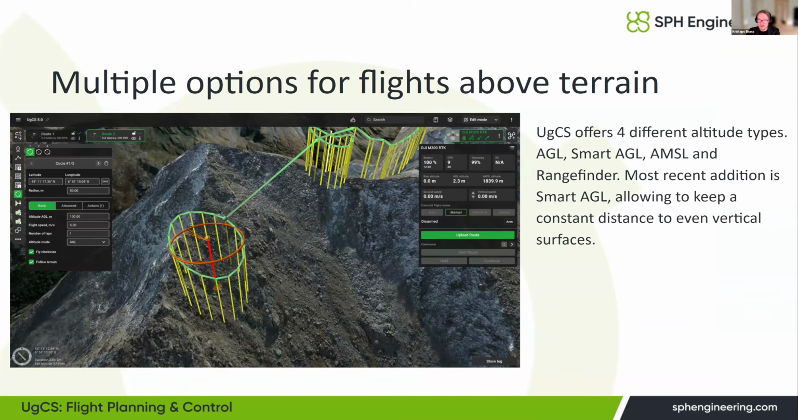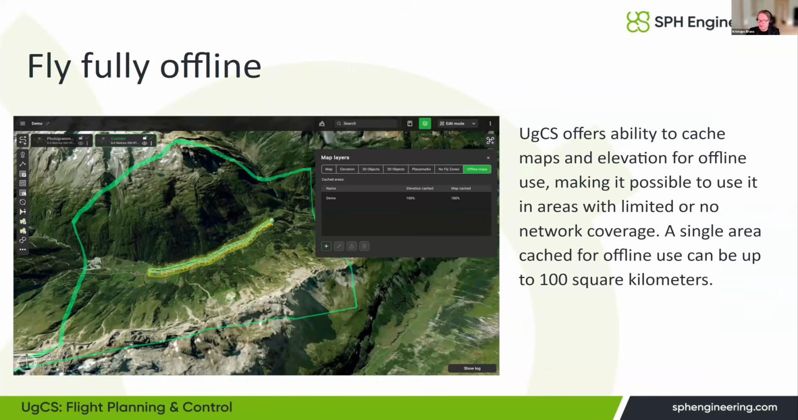inspections. And also, one good thing is that you can use this solution fully offline. With UgCS, no internet is required. Internet is required initially for activation and for loading all the maps, but it does allow you to cache both the maps and the elevation for offline use. As you can see here in the text as well, one area that's cached for offline use can be up to 100 square kilometers in size, and you can have multiple of those. So you can use this fully offline without any need for an active internet connection.